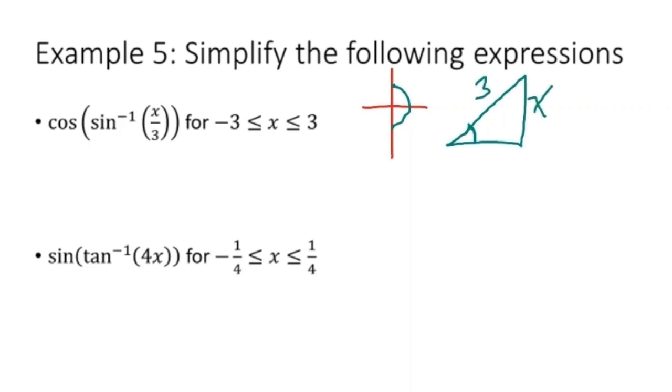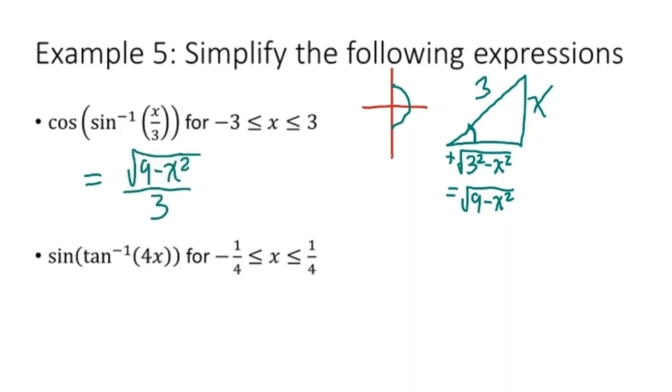Now, as for our adjacent side, whether we draw this triangle that I've drawn in the first quadrant or the fourth quadrant, the adjacent side would lie on the positive x-axis. So our adjacent side is going to be positive. And if we use Pythagorean theorem to help us figure out the length, we would have the square root of 3 squared minus x squared, which would just be the square root of 9 minus x squared. And cosine is adjacent, which is the square root of 9 minus x squared, over hypotenuse 3.